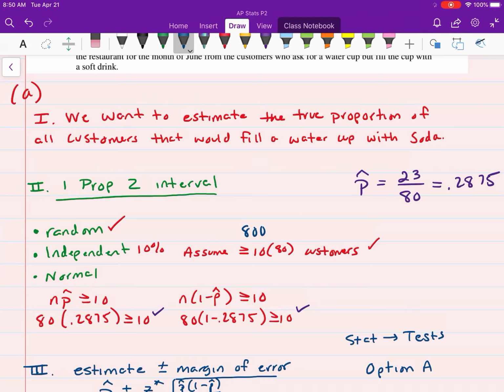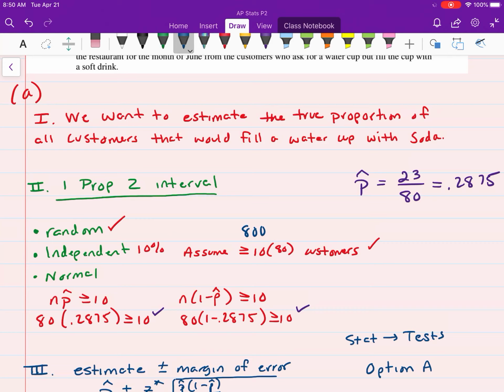Normal, the way you check normal for proportions is not the same as the way you check normal for means. The way you check normal for proportions is you do n times p hat and n times 1 minus p hat. Those two products have to be larger than 10. The whole central limit theorem and the sample size being larger than 30 only applies to a means question.